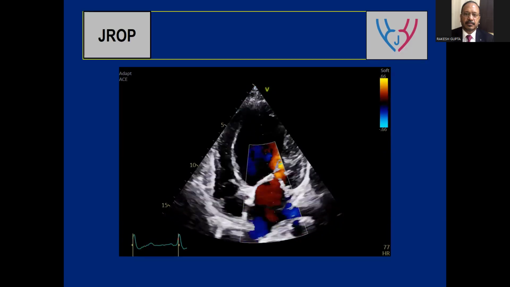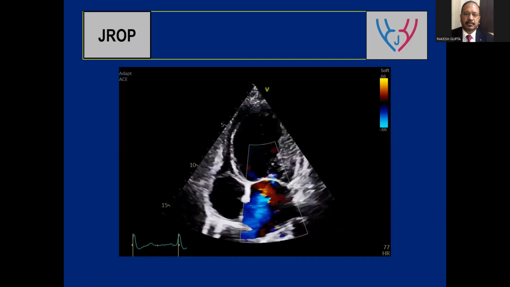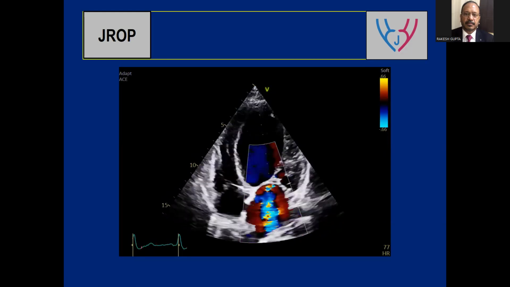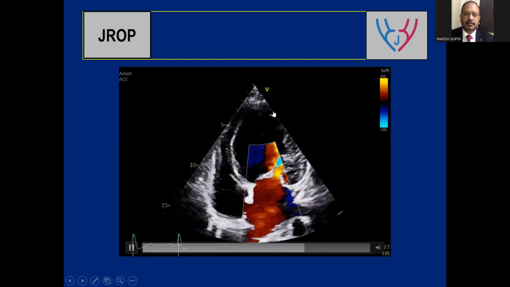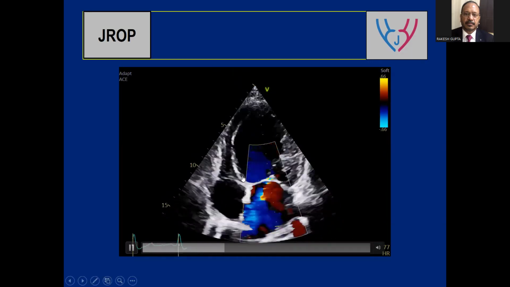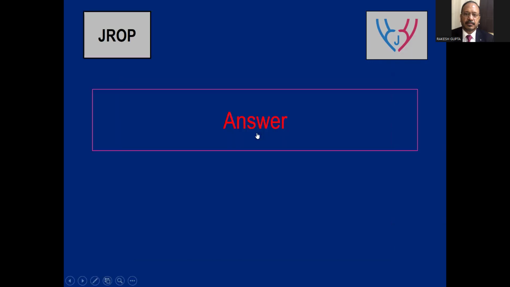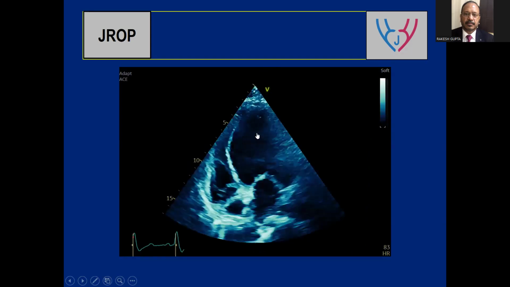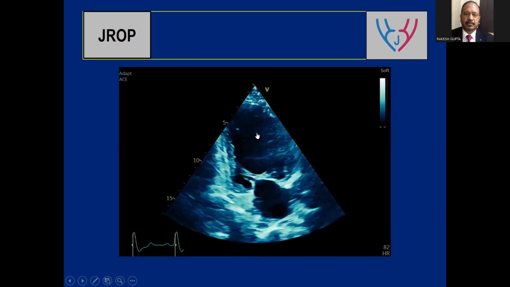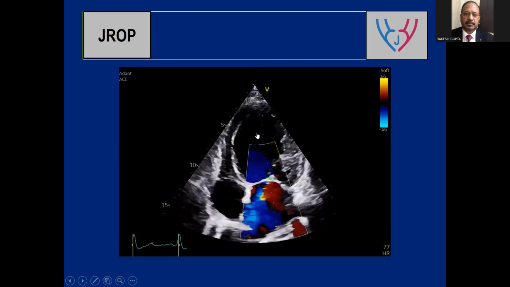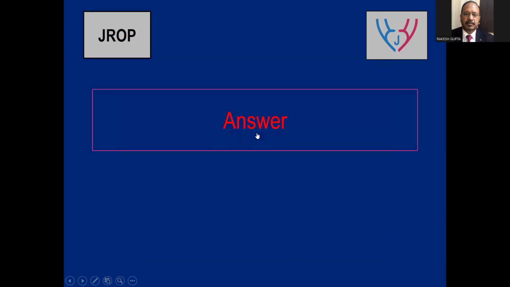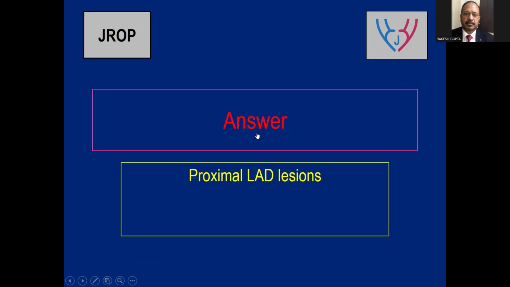So what are the segments involved? Mid and basal anterior septum, apical septum, apical lateral wall, mid and basal inferior wall, then apical inferior and apical anterior wall, along with moderate MR, suggestive of possibly a proximal LAD lesion.